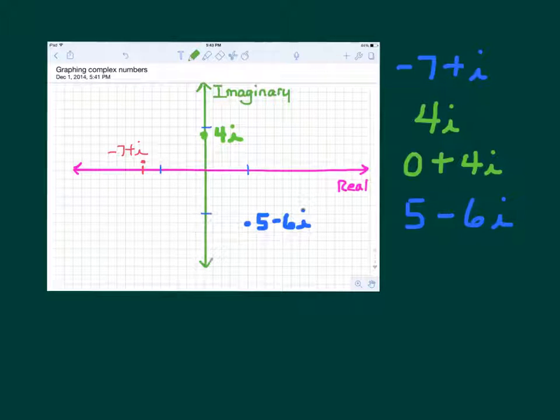And of course you could be asked to just graph a number on the real axis that has no imaginary part. If you were asked to graph +8, for instance, you would simply go to the right 8 on the real axis and put your dot here. That would just be 8. The rest of that would be 0 plus 0i, which is not necessary to write. That's the same as just 8.